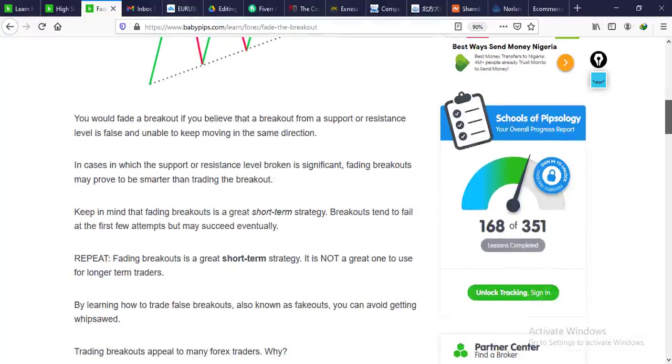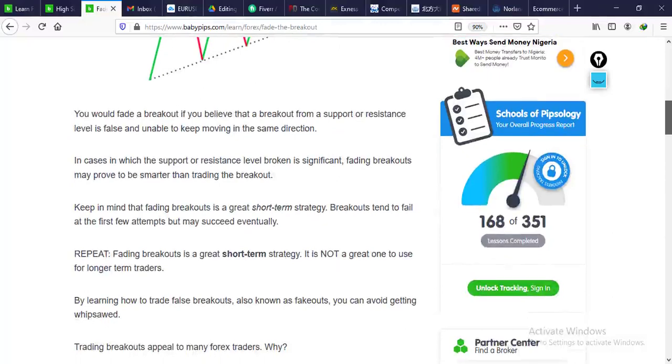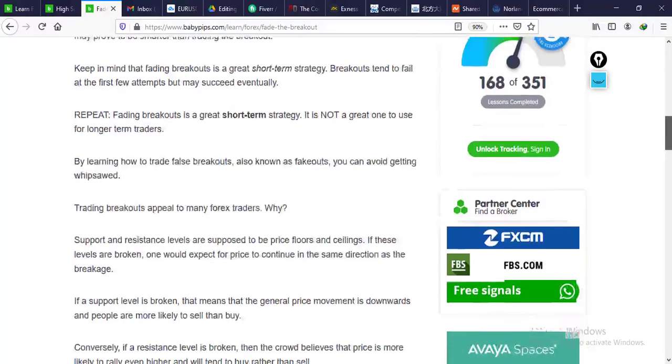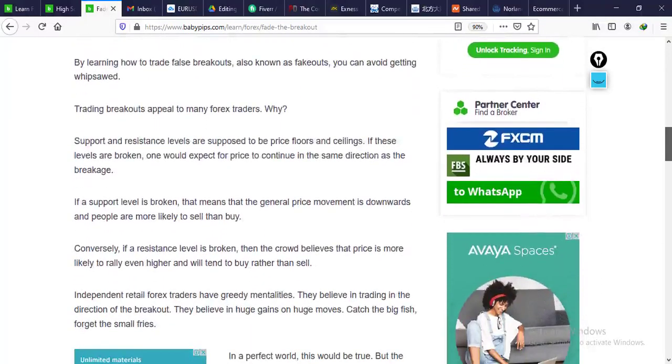In fact, many of the time the momentum of the breakout is not sustained, especially in markets where nothing is guaranteed, and especially where the more seasoned players, the institutions, are ready to take the money of the less experienced traders. So keep in mind that fading breakouts, even though it's a great strategy, is a short-term strategy. It is not a great one to use for long-term traders. You must have that at the back of your mind constantly.